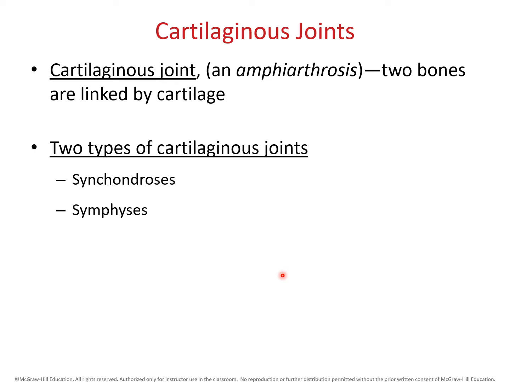All right, so that was fibrous joints. Now let's move on to the second structural class of joints, which are referred to as cartilaginous joints. Cartilaginous, just what it sounds like. These bones will be linked by cartilage. Our cartilaginous joints are typically classified functionally as amphiarthrosis, which means that we are able to get some movement out of this area. We're going to break the cartilaginous joint down into two types: synchondroses and symphyses.